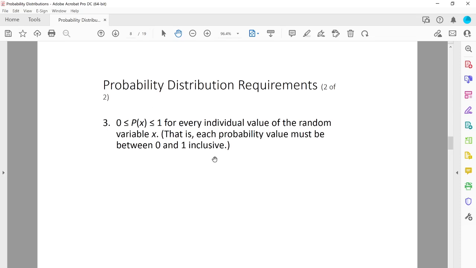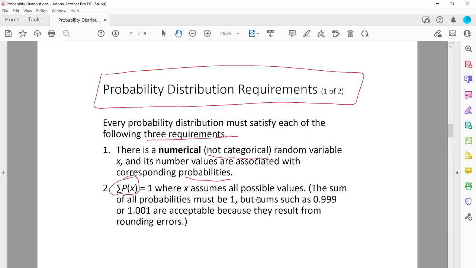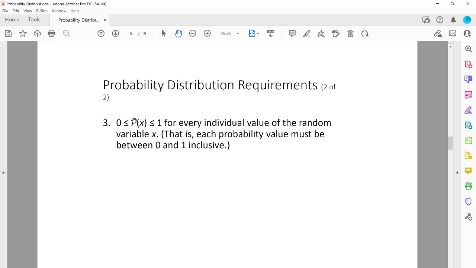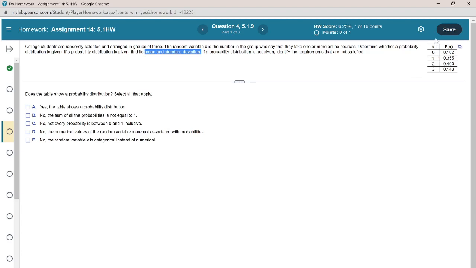And for that, you need these 3 requirements. The random variable should be numerical, the sum of the probabilities should be 1, and the probability for individual outcomes should be in between 0 and 1. So let's check that. If you look at the first column, this is the random variable and the values are numerical in nature, so it's a random variable, and the probabilities of this variable in the second column are all in between 0 and 1.